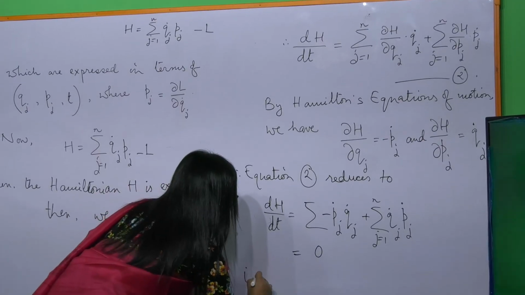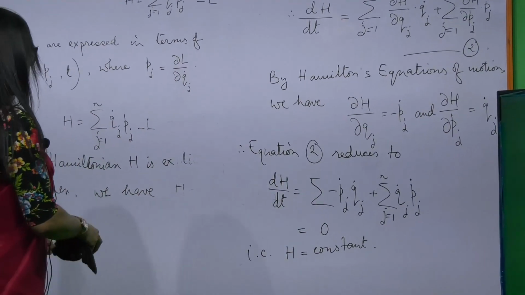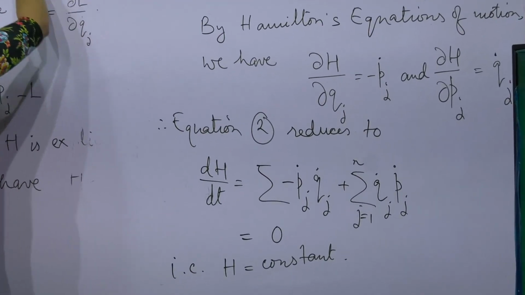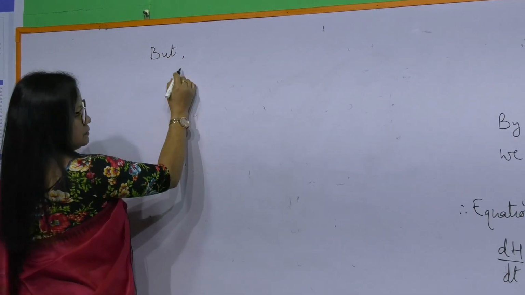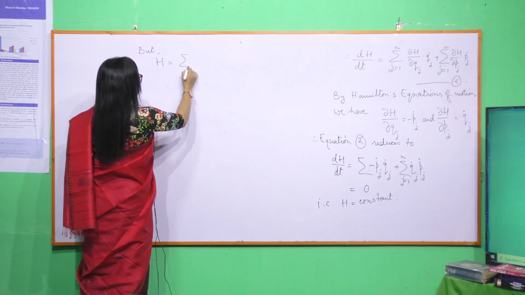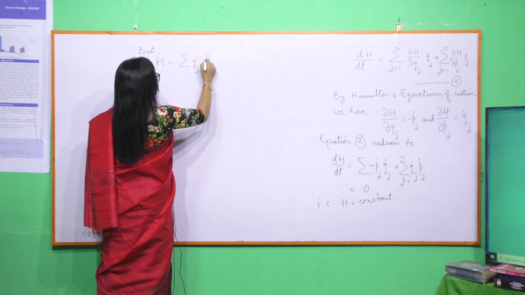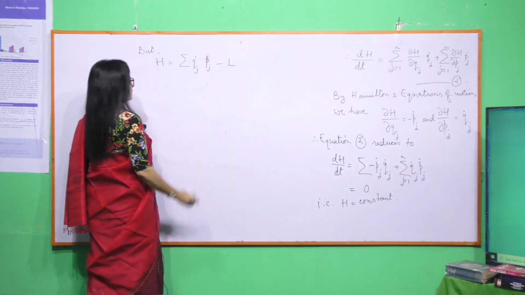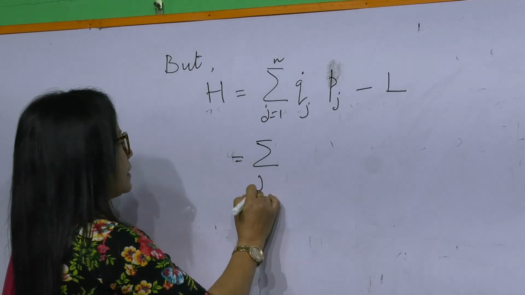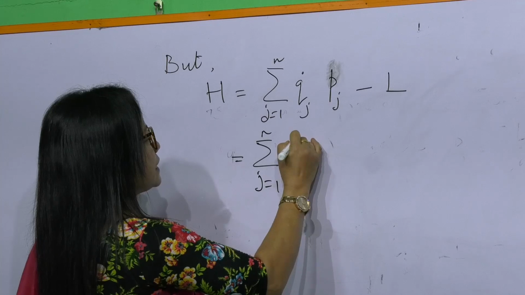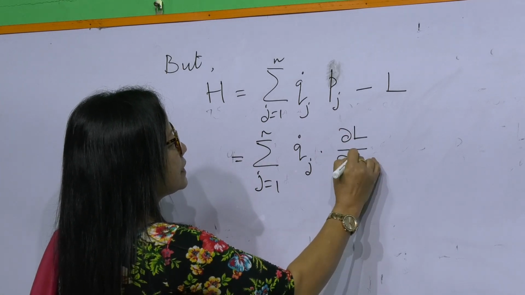When dH by dt is equal to 0, it is very simple. We know that H is a constant, right? H is a constant now. But H is equal to summation Qj dot Pj minus L, and this is equal to summation, j ranging from 1 to n, Qj dot into, here we use the value of Pj, that is equal to del L by del Qj dot, minus L.